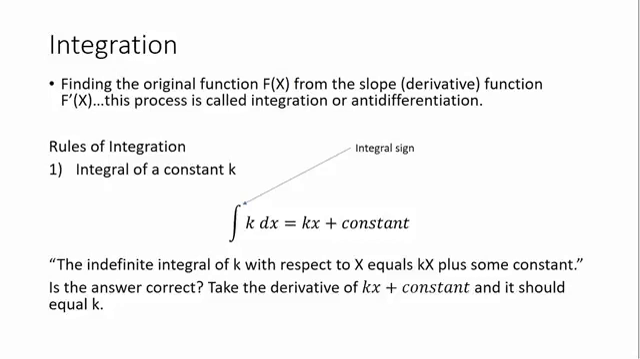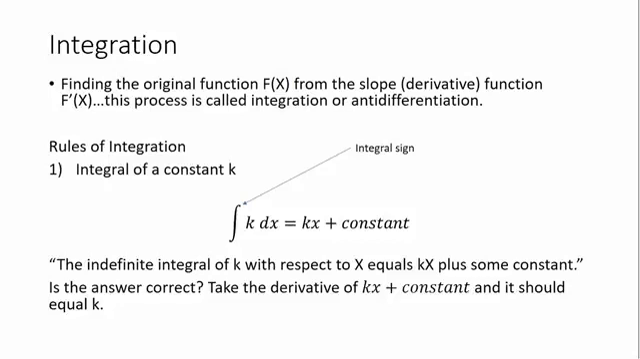We might also, another example, have marginal revenue. Marginal revenue is a slope function. We might be interested in the original function, which would be total revenue. So we could go from marginal revenue to total revenue using the process of integration.